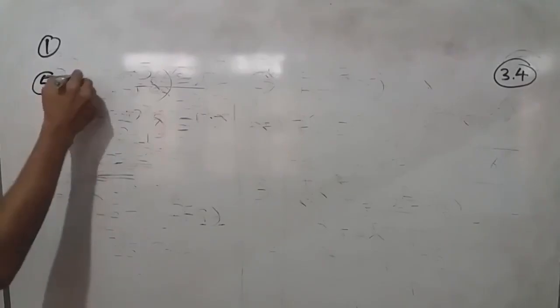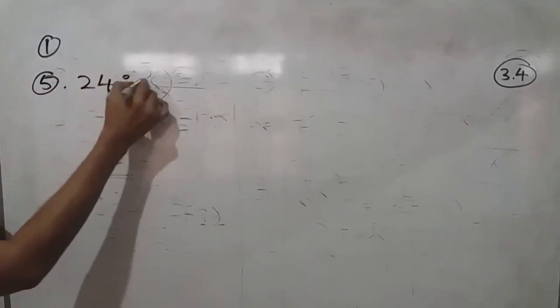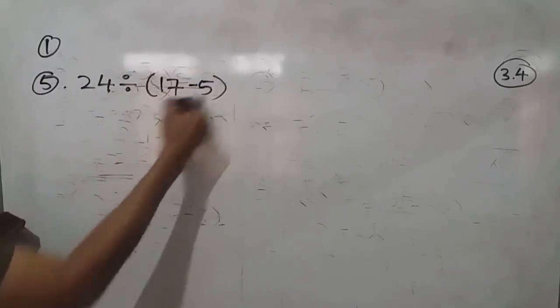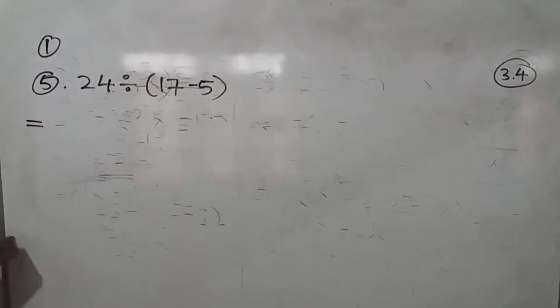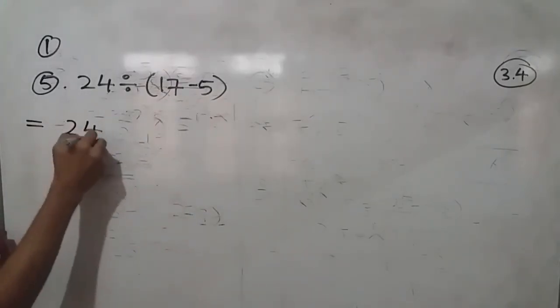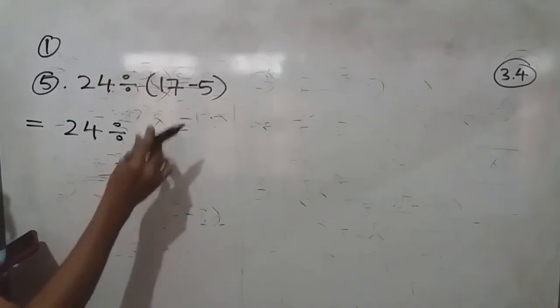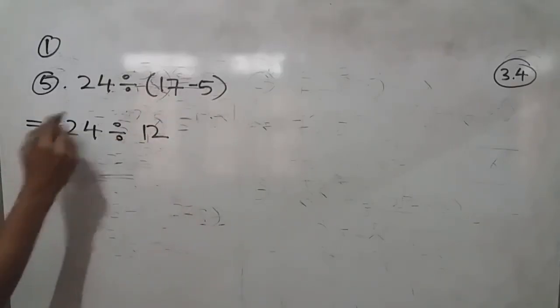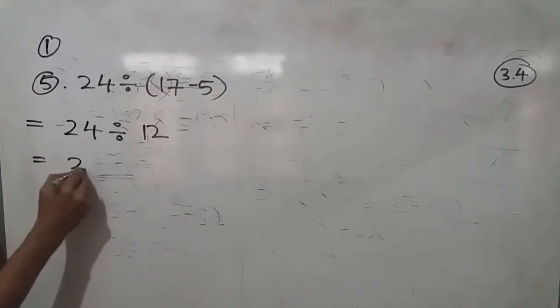Part 5. 24, we have to divide that by 17 minus 5 equals, right? So we have to simplify the brackets, right? 24 divided by 17 minus 5, so that is 12, right? 24 divided by 12, that is 2.